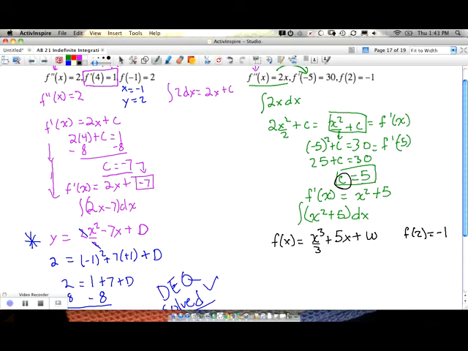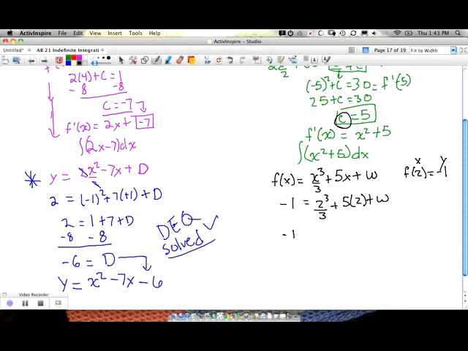We know that f of 2 equals -1, so that's my x and that's my y. Let's go ahead and plug those in. -1 equals 2 cubed over 3 plus 5 times 2 plus w. Okay, so there's a little bit of algebra in this one, but let's go ahead and work it out. We got -1 equals, this is going to be 8 over 3 plus 10 plus w.